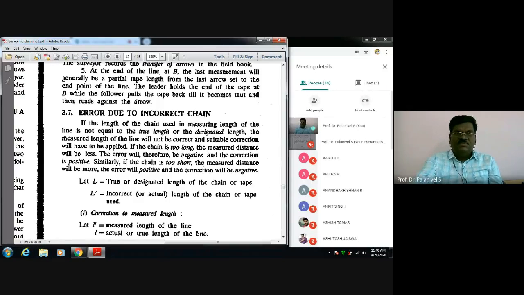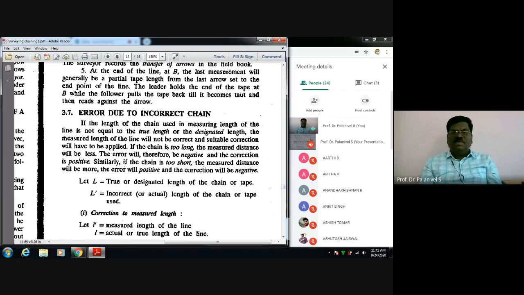If the length of the chain used in measuring the length of the line is not equal to the true length or the designated length, the measured length will not be correct. The true length, or designated length, is the actual original length of the chain, 20-meter chain or 30-meter chain, whatever you use. Suitable correction will have to be applied. If the chain is too long, the measured distance will be less.